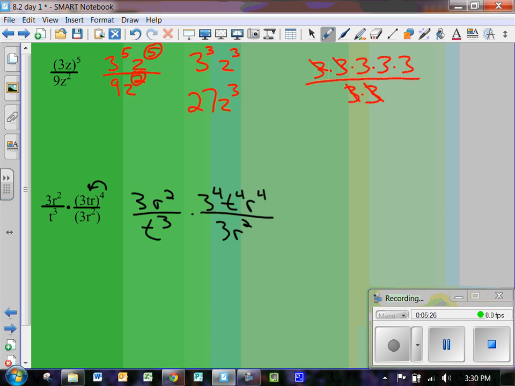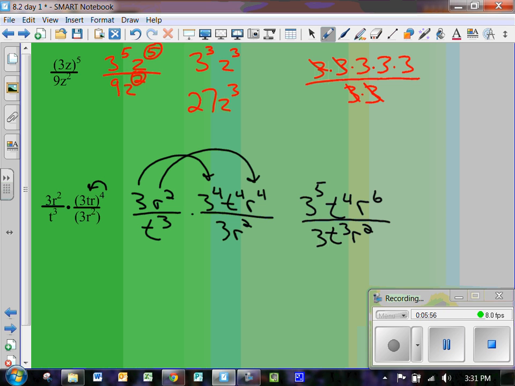So now I start combining things. We have a 3 and a 3 to the fourth, so those combined give you a 3 to the fifth. My t to the fourth has to stay by itself because there's no buddy of that on the left-hand side. And my r squared and my r to the fourth would combine to be an r to the sixth. On my bottom, I would put those two together. So we have 3r squared t to the third r squared.